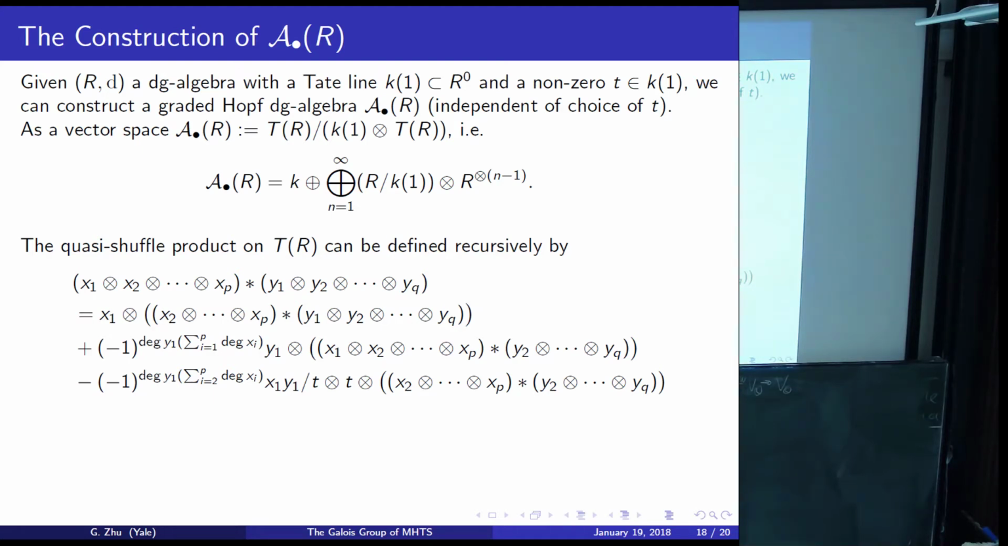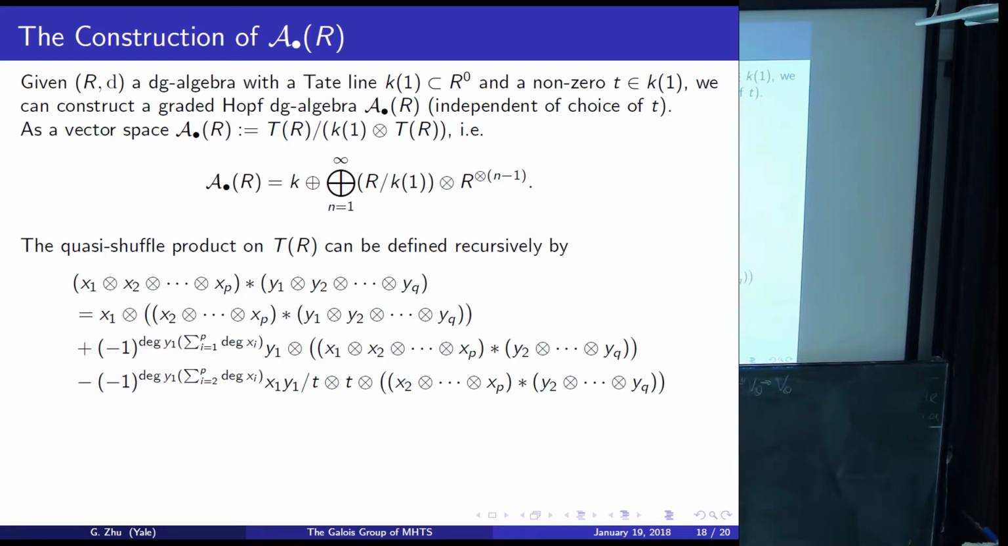So let's read it. x1 to xp, tensor y1 to yq. First you take out x1 and make the product for the left beams. You can also take out y1 and take the product of the things left. Or you take both x1 and y1, you divide it by t to make it have the correct weight, and tensor by t to take the place, and then you take the product of the left beams.